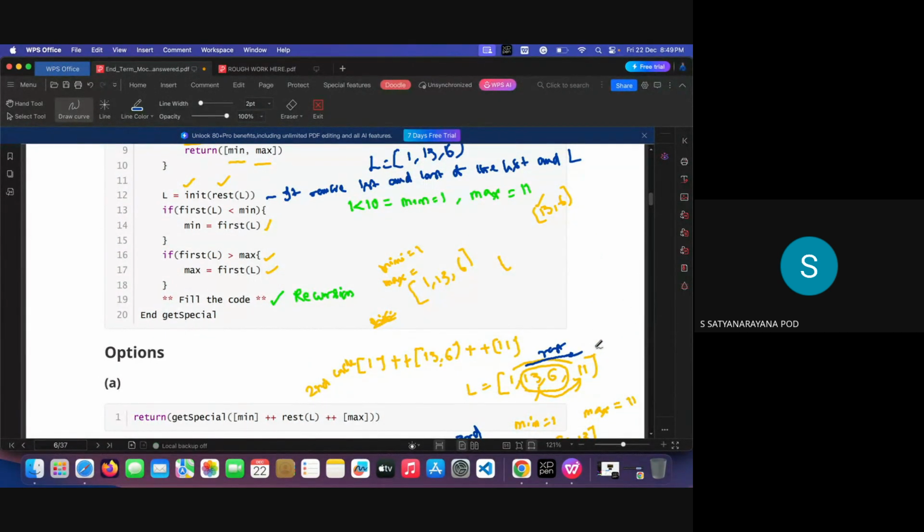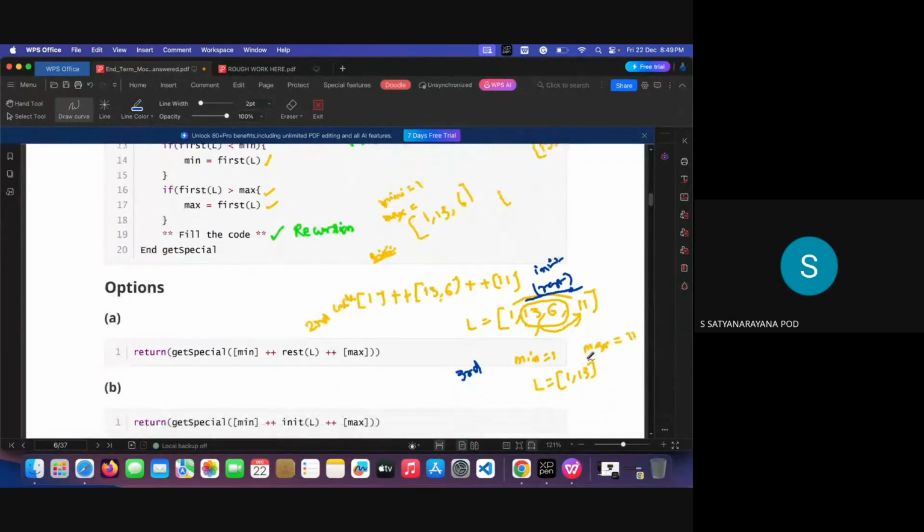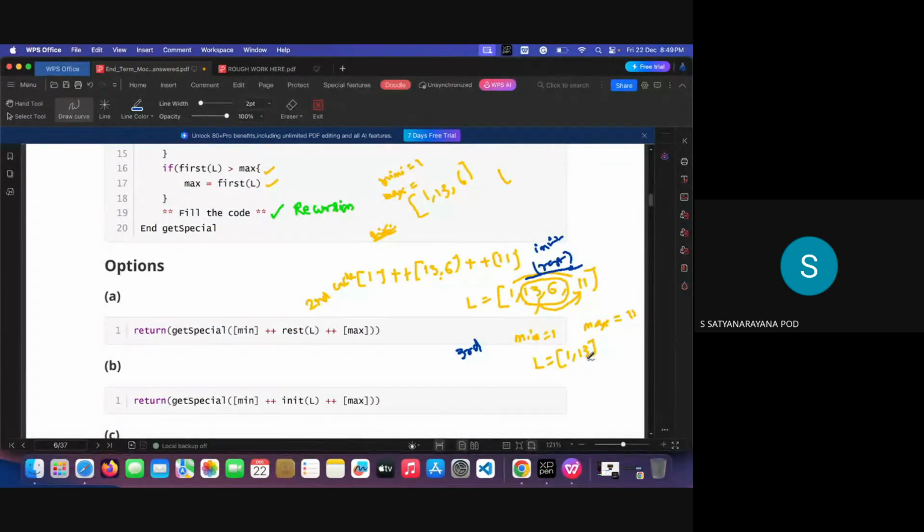13, 6 and this. So in that init part, this is executed. Rest part is there. In that rest part, we are getting 13 and 6. Because in this rest part, we are getting init. Clear? init part means 11 is exempted. Clear? So now my L contains, what does my L contain?